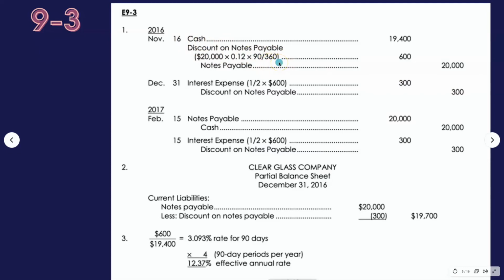So continuing with exercise 9-3, we see our cash here, we see the notes payable. Right here, you'll note that we are dividing by 360 days, not 365 days. So we're paying 90 days, or 1/4 of our payment here, for the discount on the notes payable. And then you see we also have a corresponding interest expense here. Then here you'll see a partial balance sheet where we're noting the notes payable less the discount on the notes payable, and then our rate of 3.093 for 90 days.